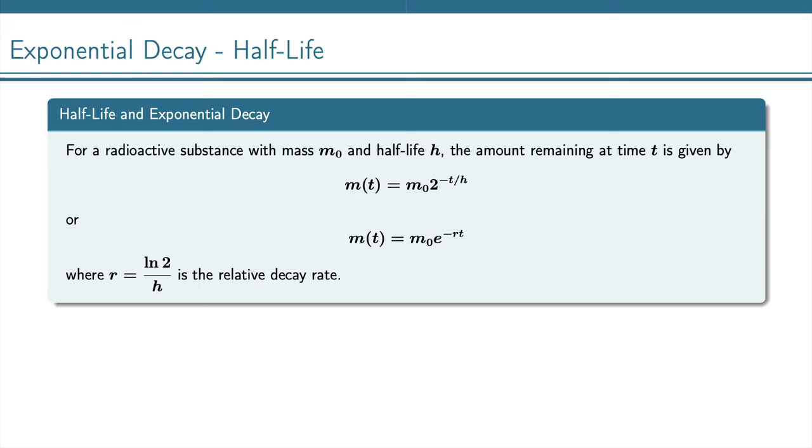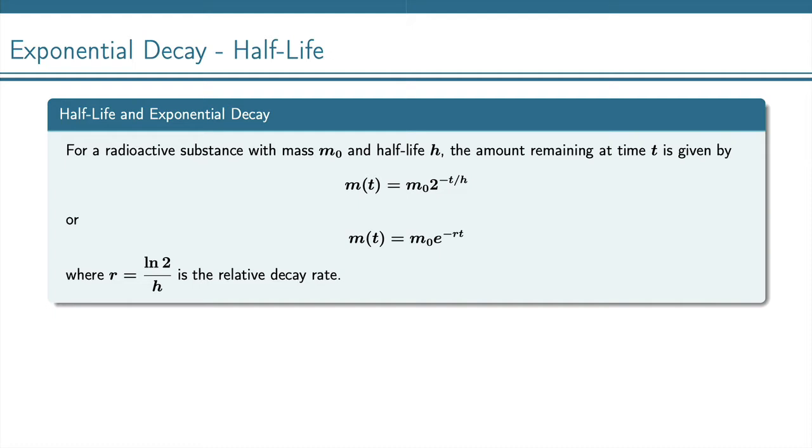Another common application of exponential models are exponential decay models, where we have a substance, usually a radioactive substance, that is decaying over time. And these are often spoken of in terms of half-life. The half-life of a substance is the amount of time that it takes for that substance to decay to half of its original size.